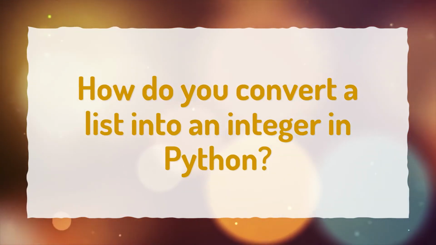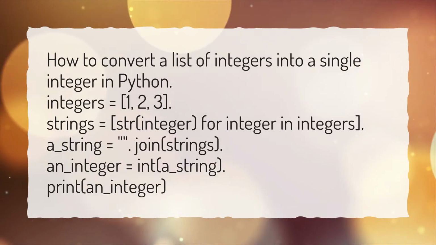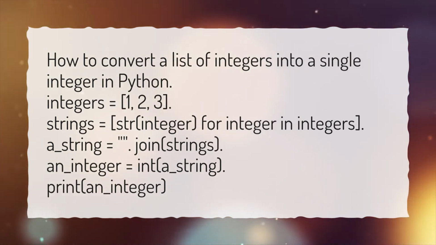How do you convert a list into an integer in Python? How to convert a list of integers into a single integer in Python.